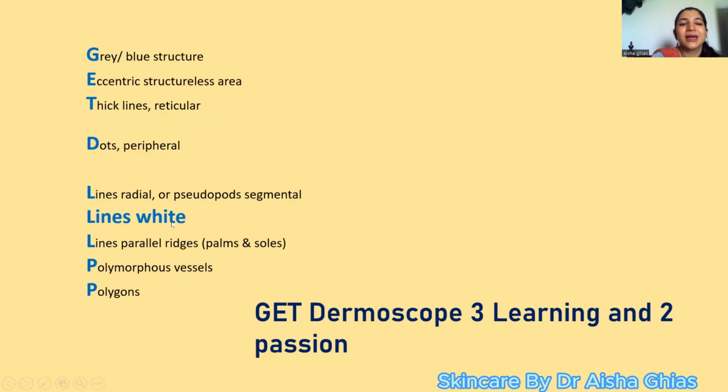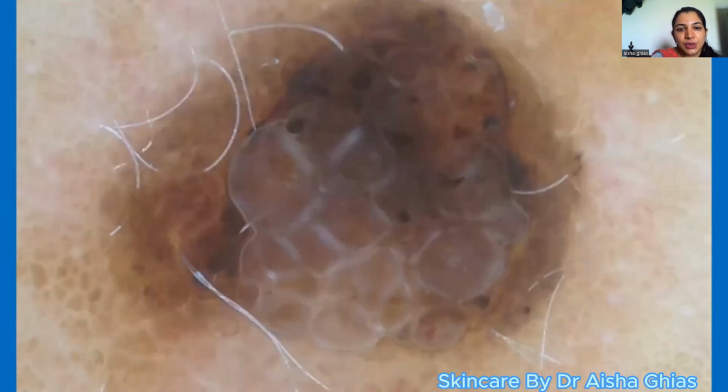So next clue is going to be lines white. Anything which is lighter in color than the surrounding skin is called white in dermoscopy. So as you can see, these lines are not necessarily white, but they are obviously lighter than the surrounding skin. So these are called lines white or streaks, white shiny lines or streaks.